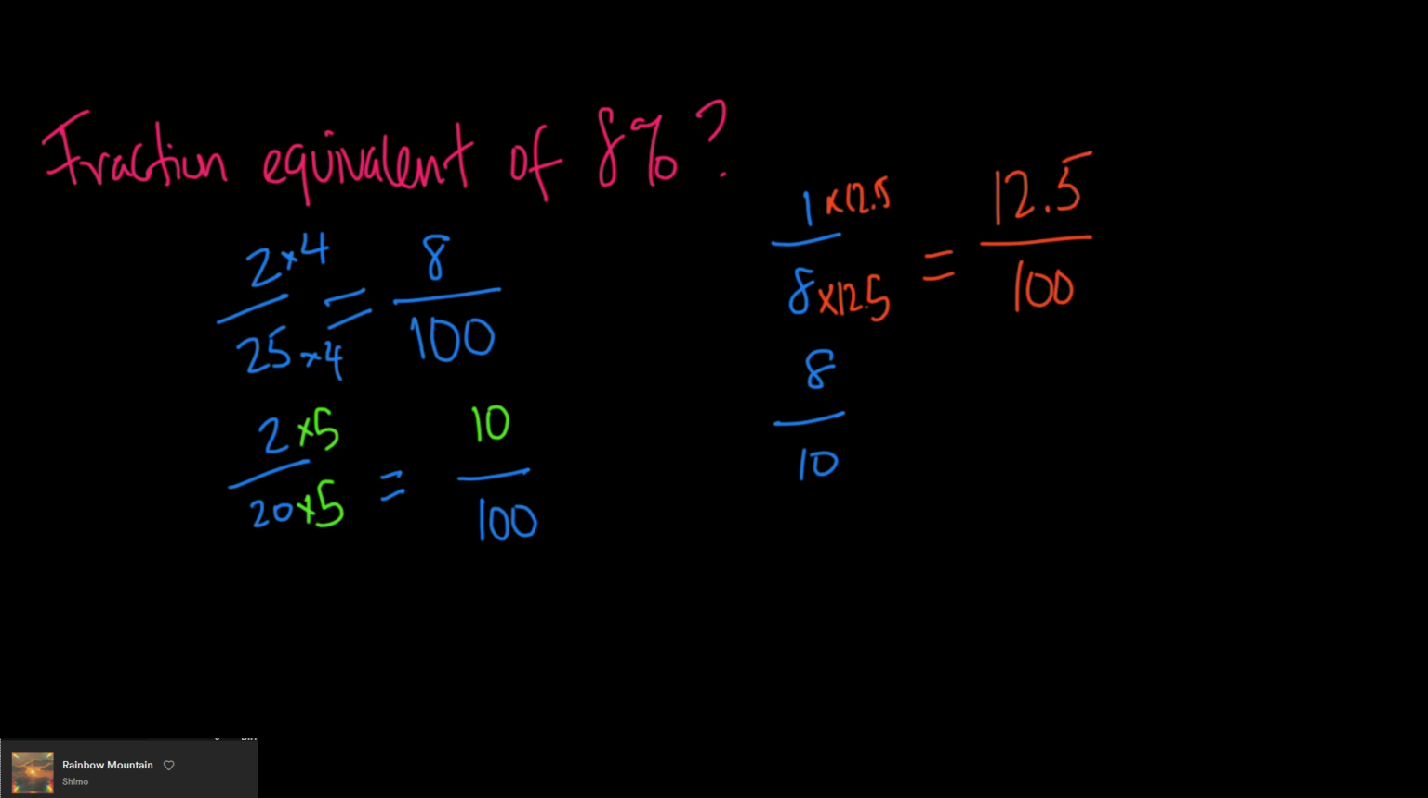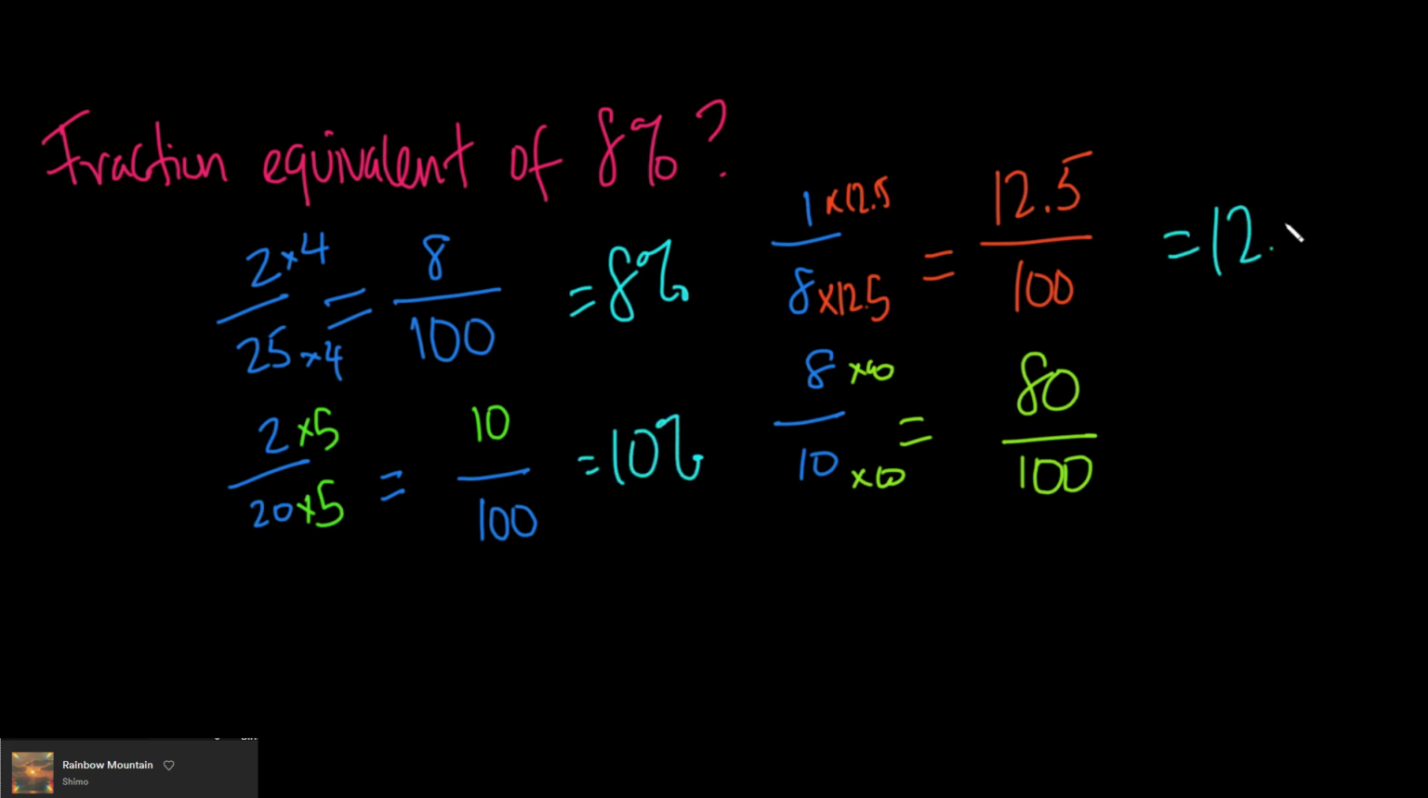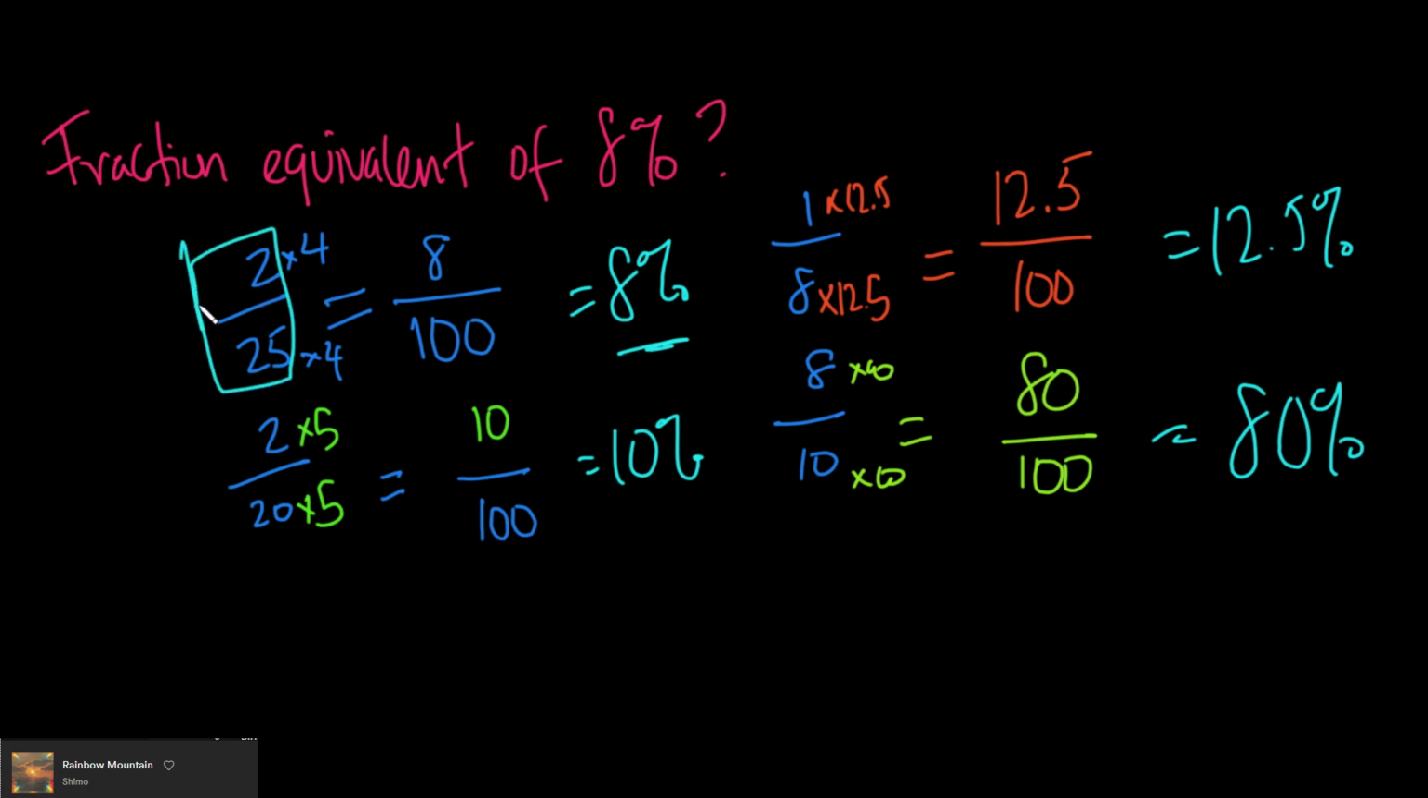And for my last option here, I have 8 over 10. If I wanted to change that to a denominator of 100, I would have to multiply the denominator by 10, and the numerator by 10, which means my numerator is 80. So in this case, if they're all over 100, I can just convert this simply into percents, right? So this would be 8%, this would be 10%, this would be 12.5%, and this would be 80%, which means my answer, the fraction equivalent of 8 over 100 here, is 8%, which means it's 2 over 25.